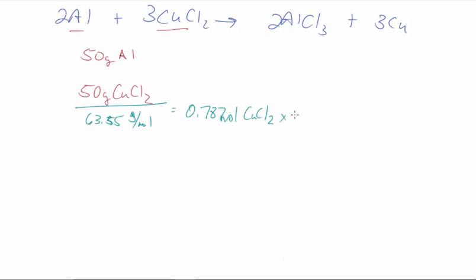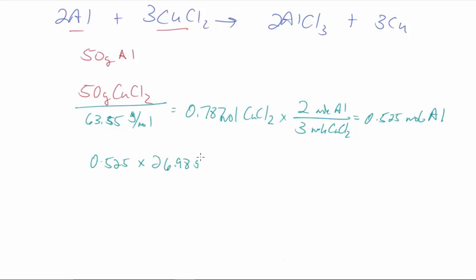All right? Now I'm going to multiply that by the mole ratio to get it to aluminum. And so that would be 2 over 3. So that's moles of aluminum over moles of CuCl2, and that's going to equal 0.525 moles of aluminum, and then I still need to go times formula mass, so I'm going to do 0.525 times 26.98 grams per mole, and that's going to give me 14.2 grams of aluminum. Now, I made the assumption here that you know how to do the stoichiometry and do a grams A to a grams B.